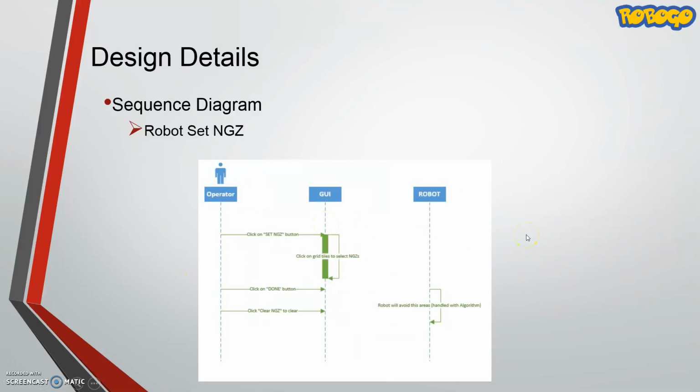So the next one is where the user sets the no-go zone. Basically, the user has to click on the no-go zone button, and then they can select the tiles which are the no-go zone, and after that they will click on done. When they click on done, the robot will read in all the values, and it will be used for the calculation later on for the pathfinding when they go into the auto mode.